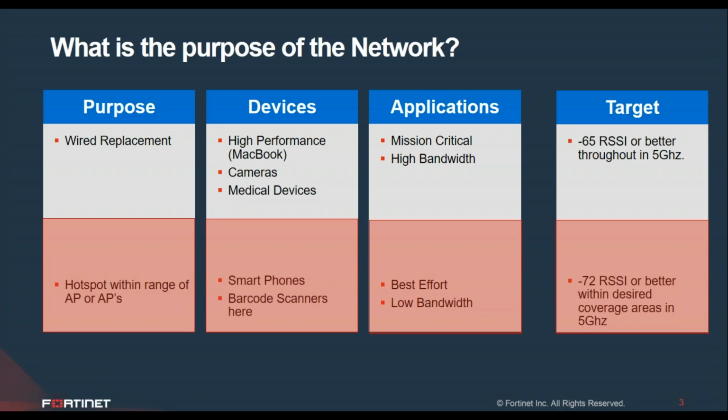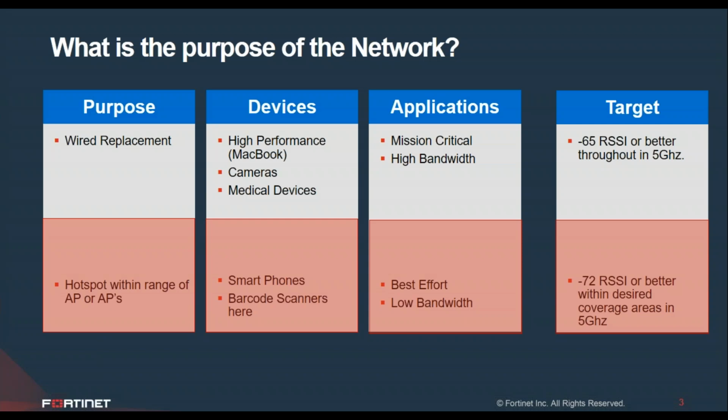Or is it going to be a simple hotspot, a best effort type network where you throw up some access points in coverage areas, and then any ability to roam between those coverage areas or have high performance is a secondary feature? What type of applications are you going to be running on the network? Is it mission critical, or is it a high bandwidth application that requires high performance? Or is it, again, a best effort low bandwidth application using maybe barcode scanners in a warehouse, very transactional? Or is it high performance and critical medical devices and cameras streaming video?